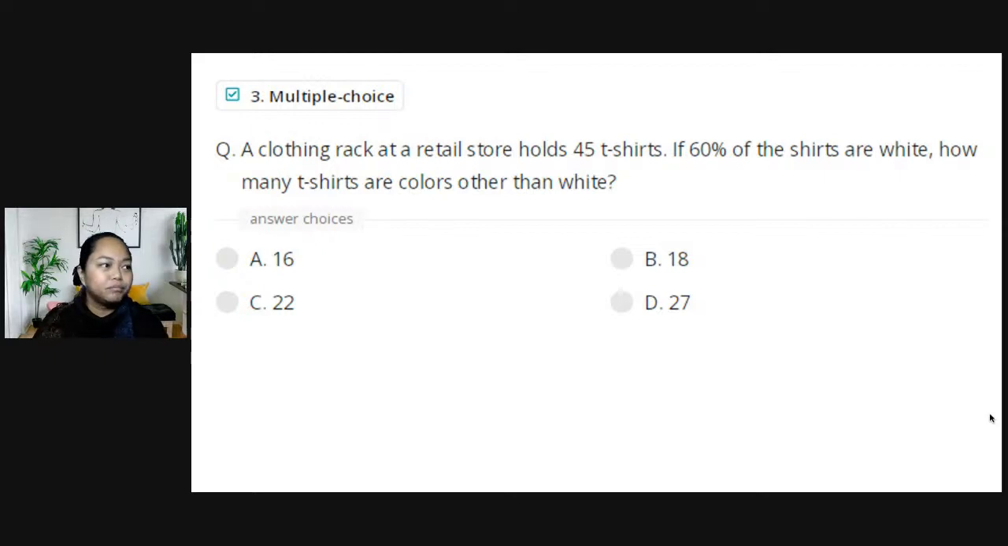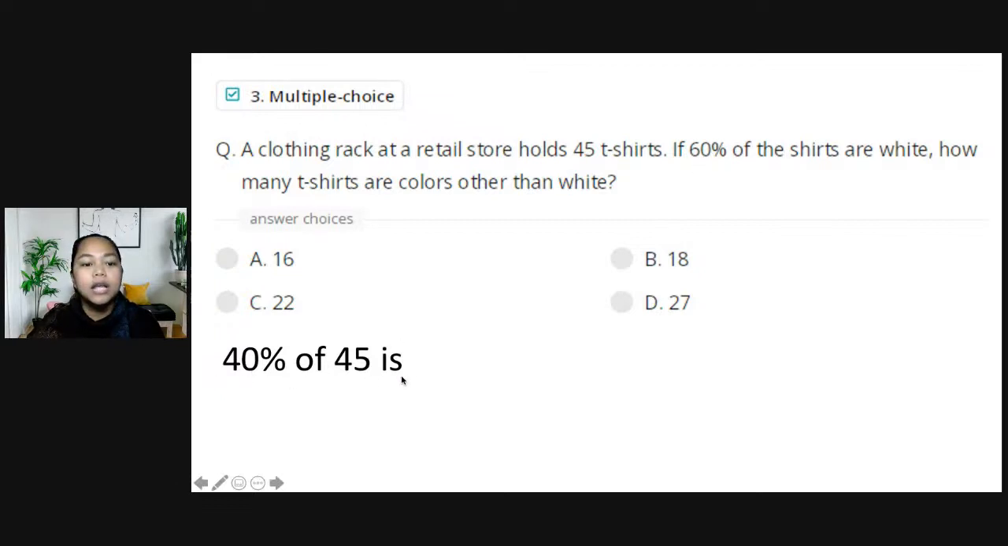Okay, so here, one way for you to solve this is kukunin mo yung 60% ng 45 and then you would subtract that to 45. Pwede yun, no? Kasi alam mong yung 60% ng 45 is white. And so whatever is the answer that you have there, you would subtract that to 45, yun na yung magiging sagot mo. Or pwede din naman, isubtract mo yung 60% from 100%. Yung 100% natin, yan na yung lahat ng t-shirt. So if you subtract 60% from 100%, 100% minus 60%, of course, that would give you the remaining percentage of 40.